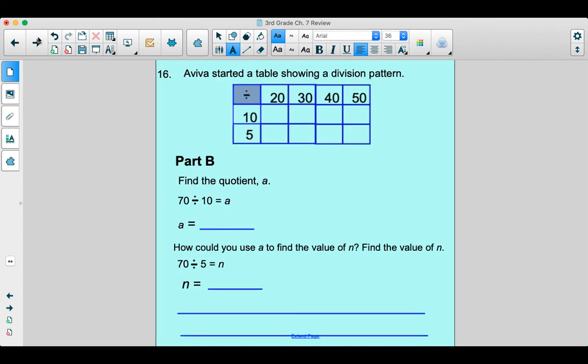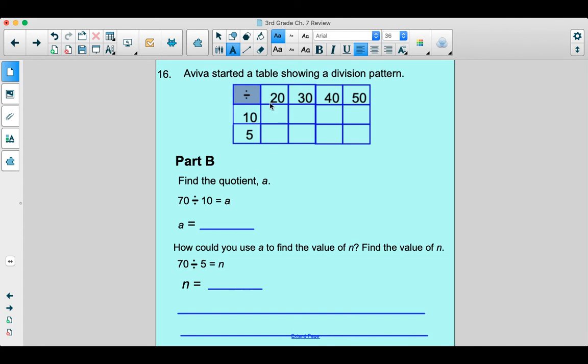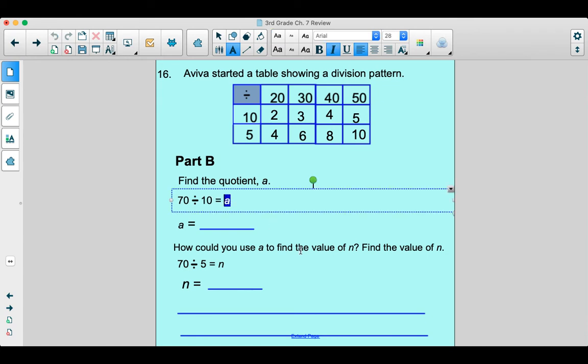All right. So this is part B now, right? So we've already filled in this on the last page. So we had 2, 3, 4, 5, and we can put those in here again. So 2, 3, 4, 5, 4, 6, 8, 10. All right, find the quotient A. 70 divided by 10 equals A. All right, so basically it's just saying put the answer there.